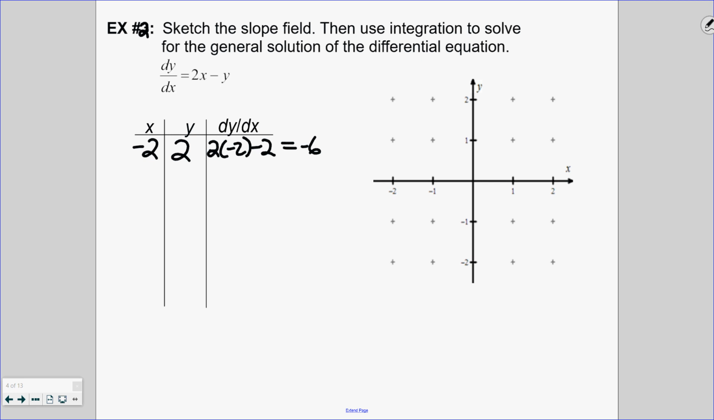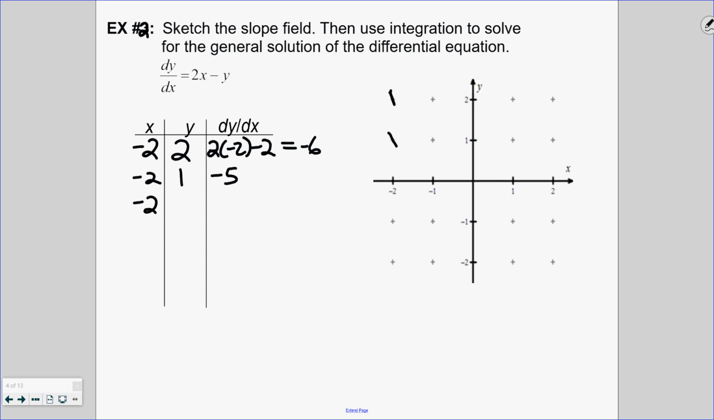I hope you have the same problem. I'm looking on my paper. I think it is. All right, 2 times -2 minus 2, so again, -6. So that means at -2, 2, I need a slope of -6, which is pretty steep and in the negative direction. Then let's do -2, 1. So then you would have 2 times -2, which is -4 minus 1, which is -5. So at -2, 1, still steep, but a little bit less steep.